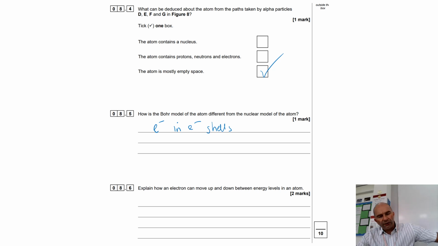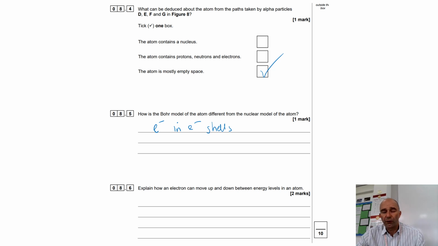Now 8.6, this one is probably arguably the trickiest one in the whole paper, because this is almost touching on to paper 2 physics. So explain how an electron can move up and down between energy levels in an atom. This is also kind of linked to flame tests in your chemistry as well.